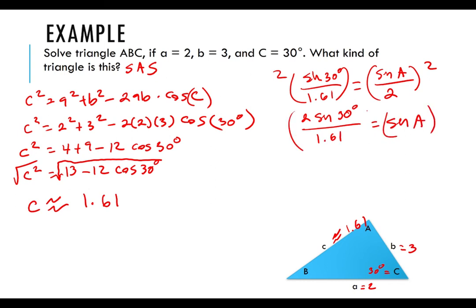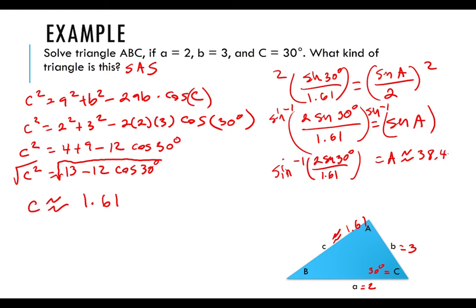But then, of course, I need to take sine inverse of both sides. So sine inverse, I get that A is equal to sine inverse of 2 times sine of 30 degrees divided by 1.61. And so then I get that angle A is approximately 38.397, which rounded to 2 decimal places becomes 38.40 degrees.